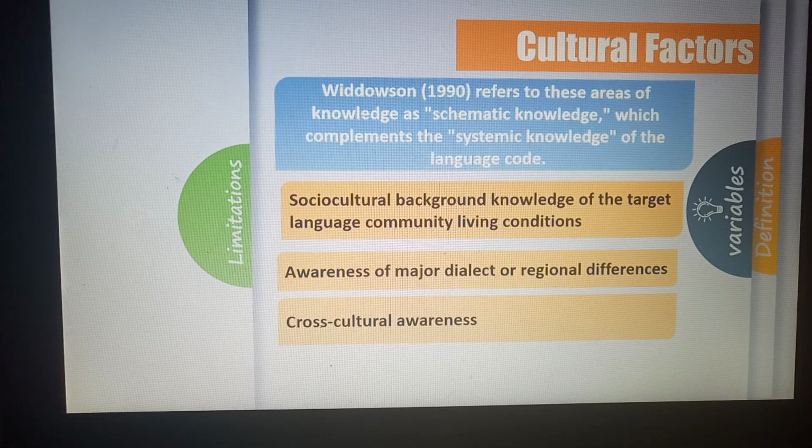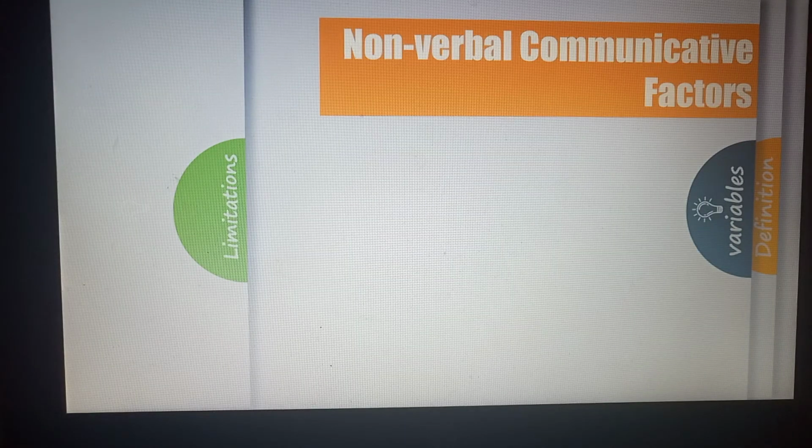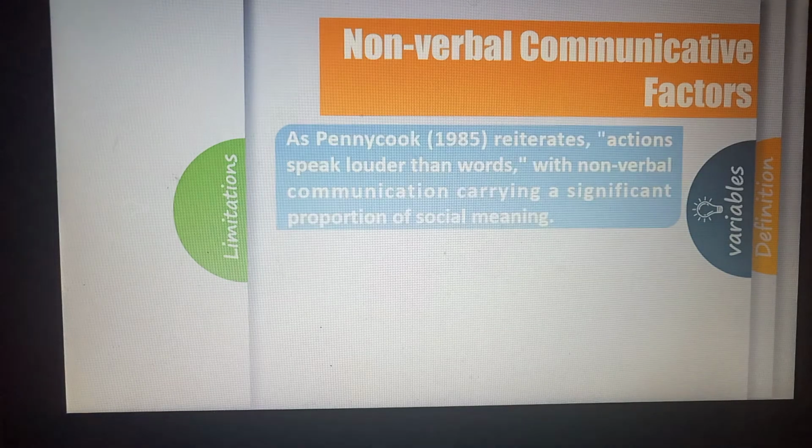The fourth main component of sociocultural competence involves nonverbal communicative factors. As Pennycook, 1985, reiterates, actions speak louder than words, with nonverbal communication carrying a significant proportion of social meaning. Because nonverbal actions operate largely on an unconscious level, L2 speakers may not even realize that some miscommunication can be fostered by inappropriate nonverbal signals. This is divided into five components.